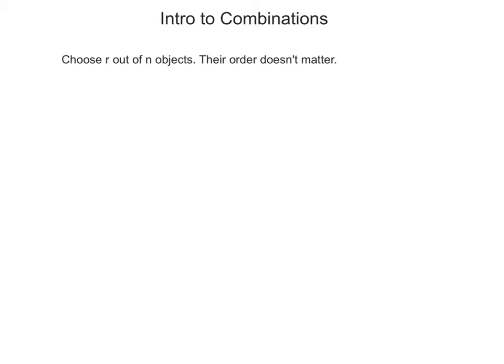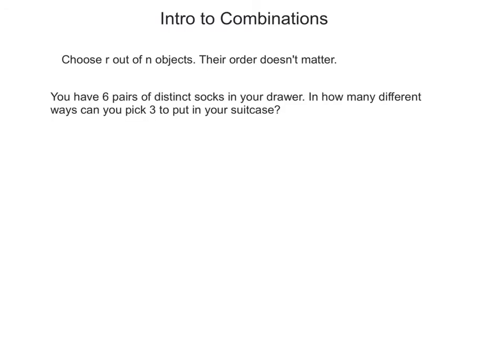Let's look at an example so that you can understand what I mean by saying their order doesn't matter. You have 6 pairs of distinct socks in your drawer. In how many different ways can you pick 3 to put in your suitcase? Well, let's first understand what it means by 6 pairs of distinct socks, because the fact that it's distinct is important. What that means is you have 6 different pairs. So let's say we've got a red pair, we'll call it R, an orange pair, a yellow, a green, a blue, and a violet pair, each from the color of the rainbow. So those are the 6 distinct pairs, and we want to pick 3 to put in our suitcase.